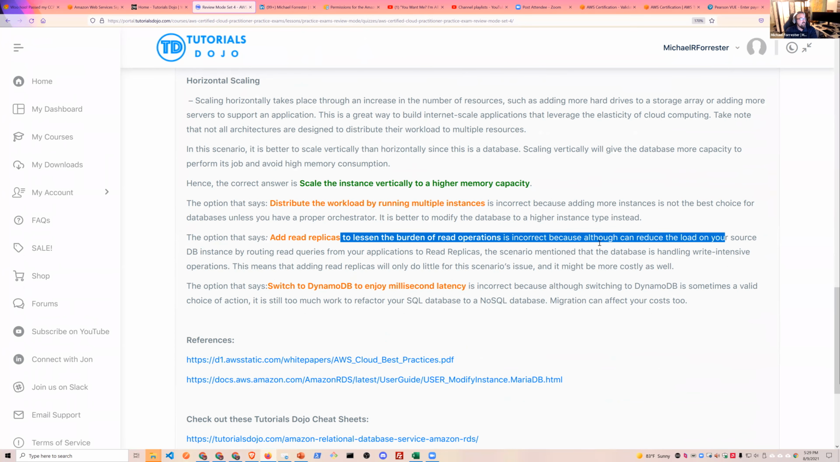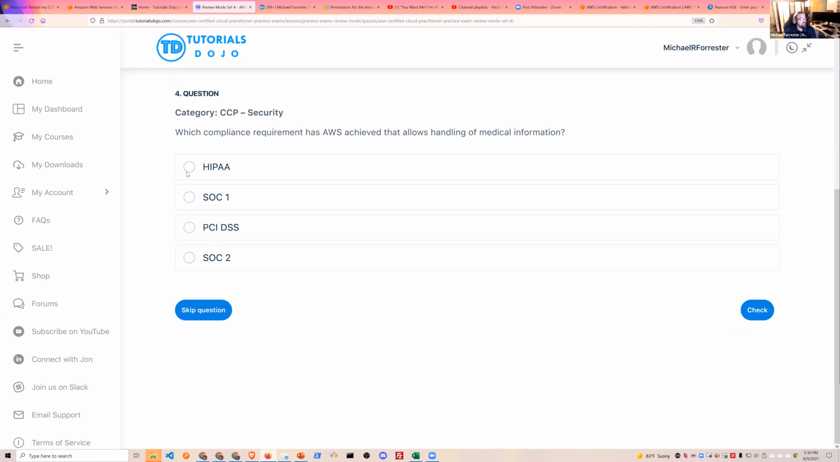Okay. Which compliance requirement has AWS achieved that allows the handling of medical information? I'm not even in the medical area, but we're probably all pretty familiar with this. I don't even know what the others address from a specifically medical situation. I know what PCI DSS attends to, but in this case, it's going to be HIPAA, because that's literally the thing around medical, right? Okay. I see that some of you agreed there.